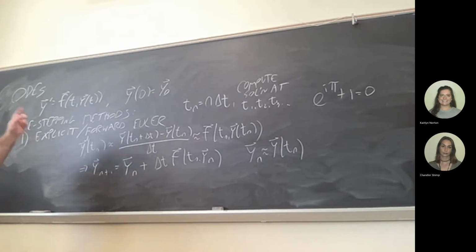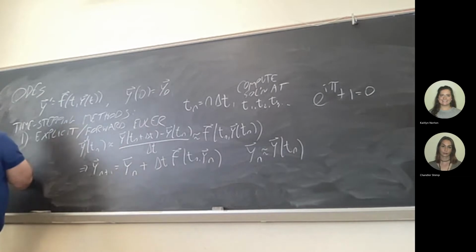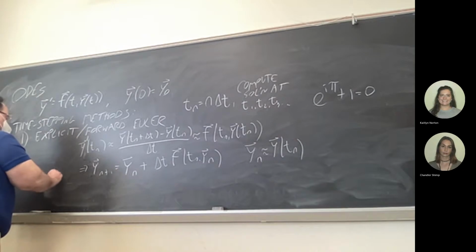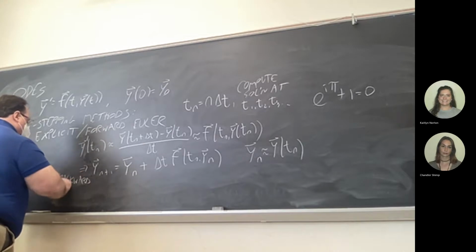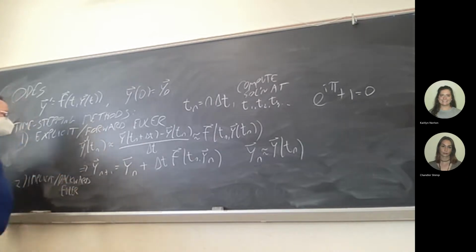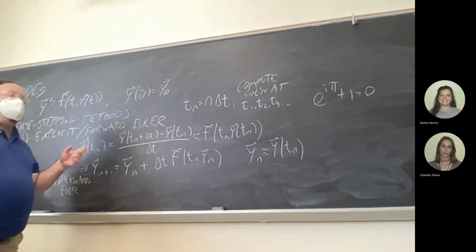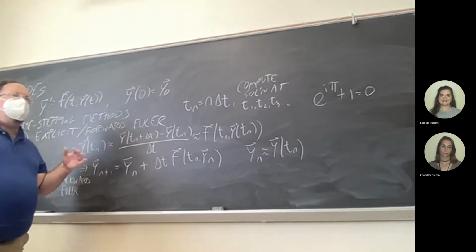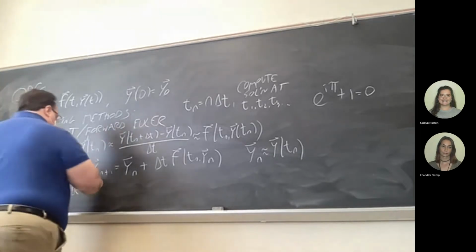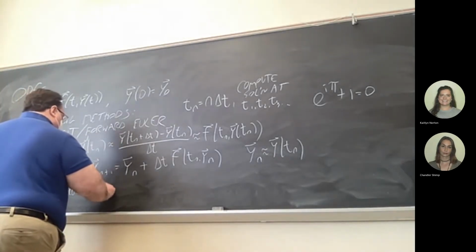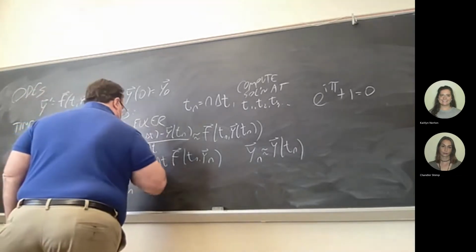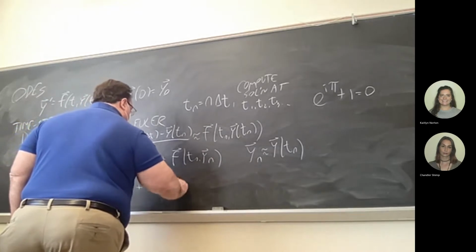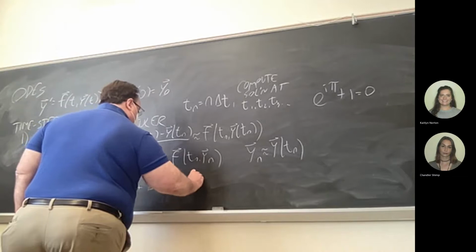All right, so that's explicit or forward Euler. We also have implicit or backward Euler, which is the same thing, except that instead of using a forward difference at time tn, we use a backward difference at time tn plus 1. So the method looks almost exactly the same, except f is evaluated at time tn plus 1.